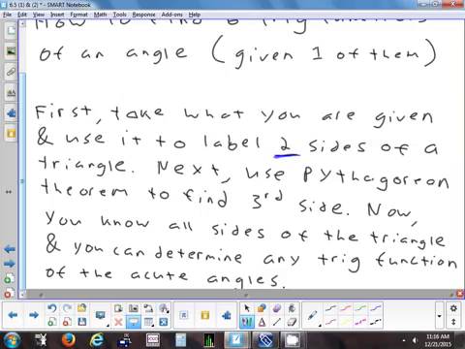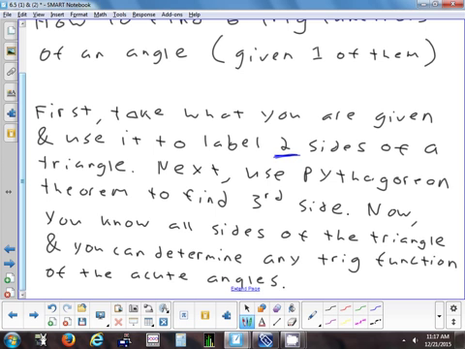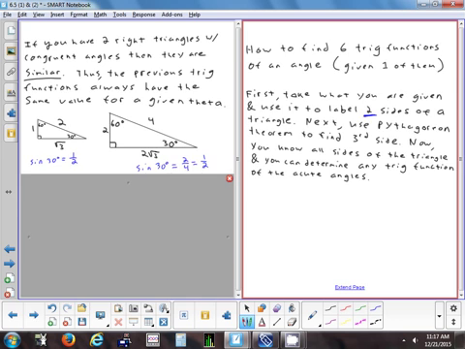Okay, so you're going to label 2 of the sides, use the Pythagorean Theorem to get the 3rd side, and then you can find anything you want to find. Okay, so any questions on that? All right, so let's try an example.